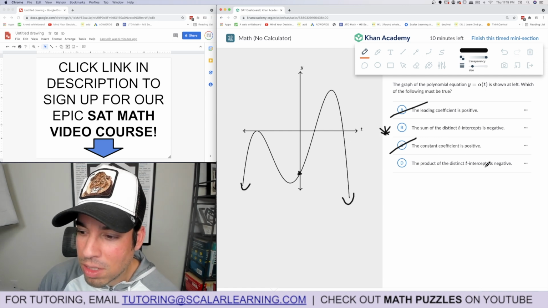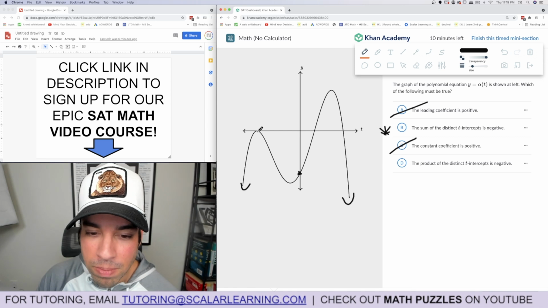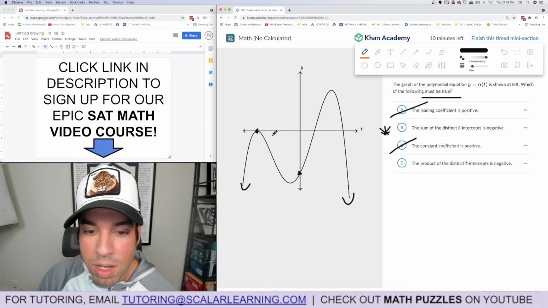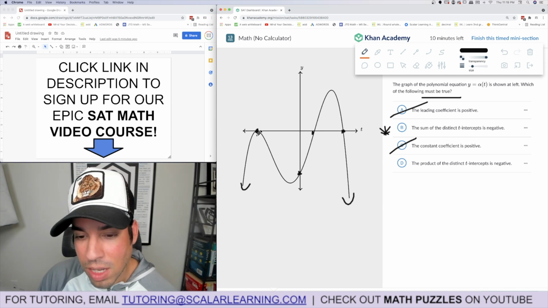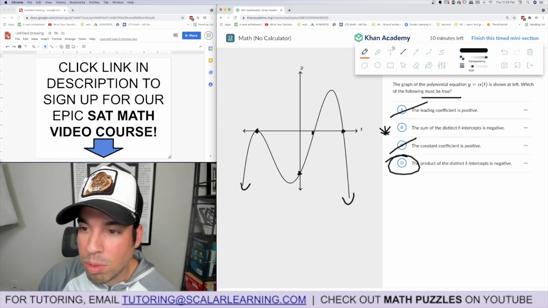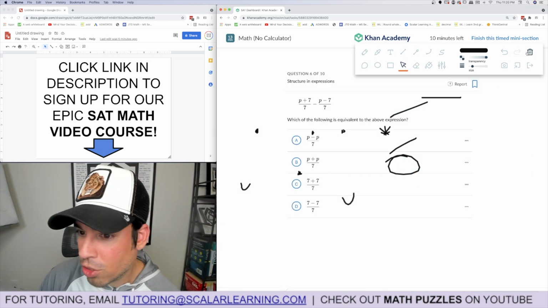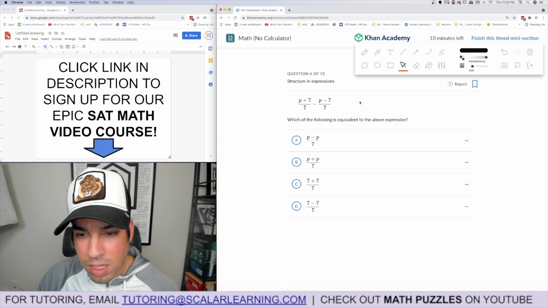The product of the distinct t-intercepts is negative. Yeah, that's correct, because it says must be true. It's a negative times a positive times a positive. Negative times positive is negative. Boom, done.